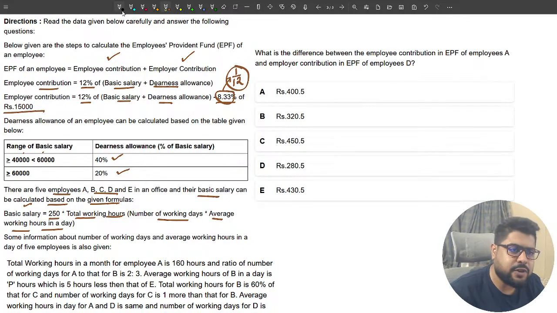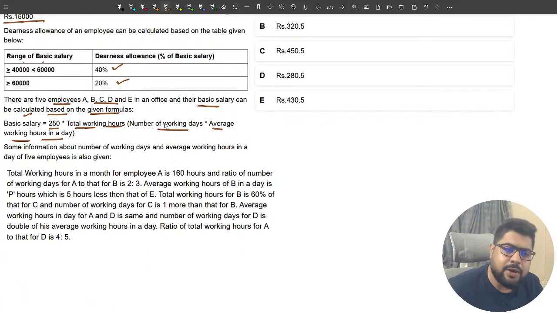So first, let's do one thing in the beginning, sir. What is given? Number of working days, average working hours every day. Let's read it first. Total working hours in a month for employee A is 160 hours. Ratio of the number of working days of A to B is 2:3. Just understand what my variables are. Average working hours of B in a day is P hours, and 5 hours less than E.